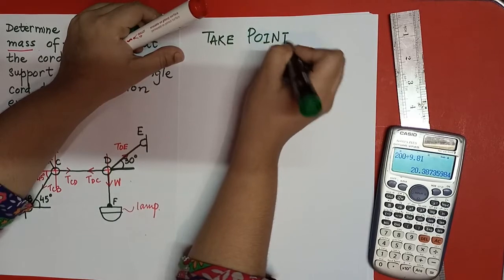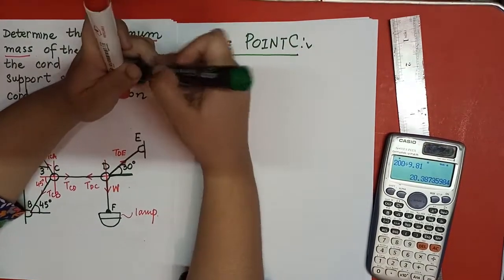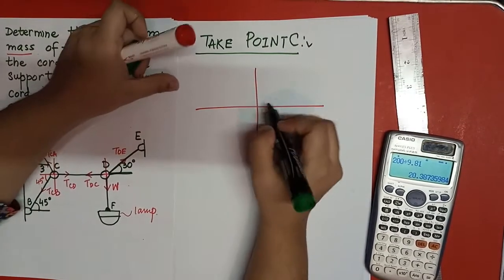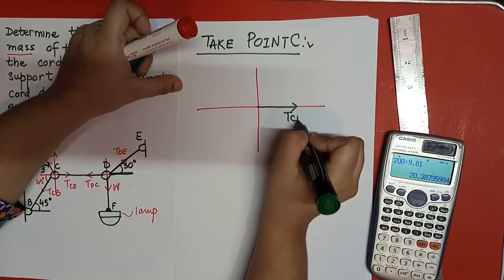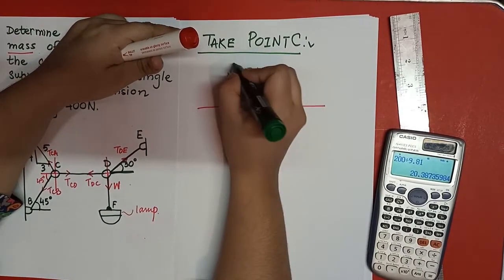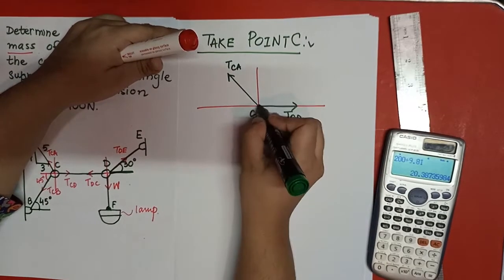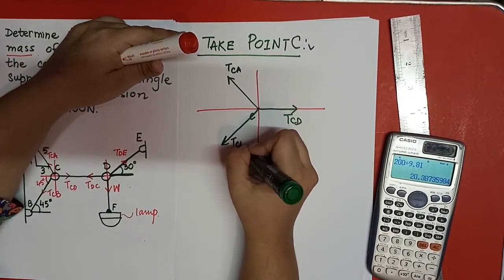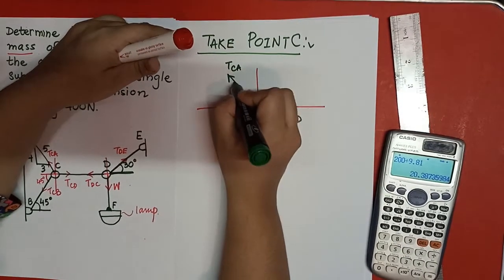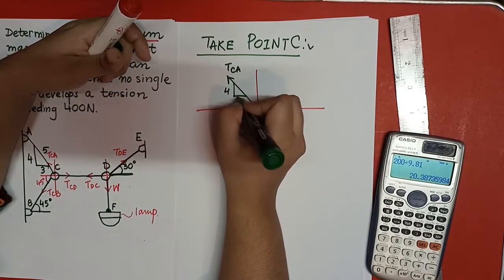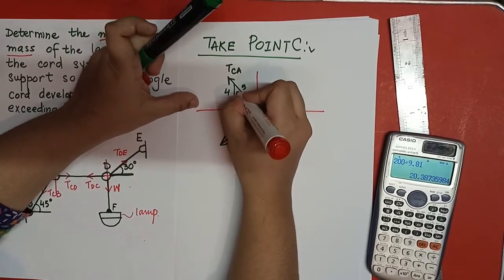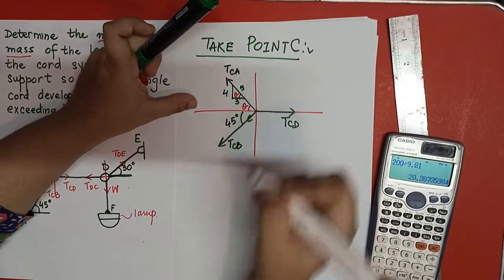Take point C. I am drawing the axes here, and this is TCD, and this is point C. This is tension TCA, this is also tension TCB, and this makes an angle of 45 degrees with respect to the negative x-axis. There is a triangle given in the question, that is 4, 3, 5. If this angle is theta, then this will also be theta. So we have to find it out first.